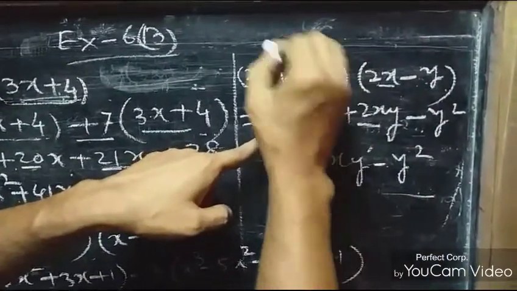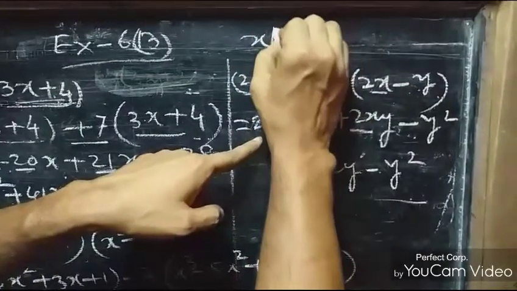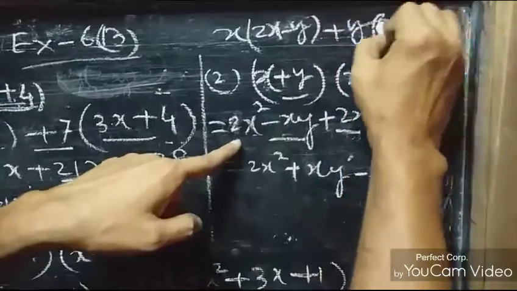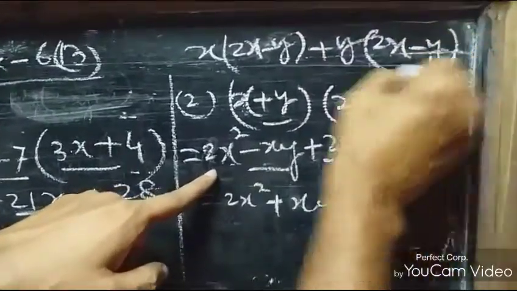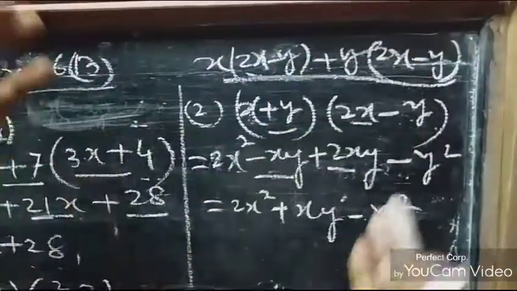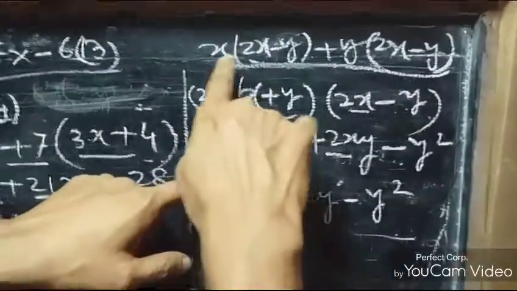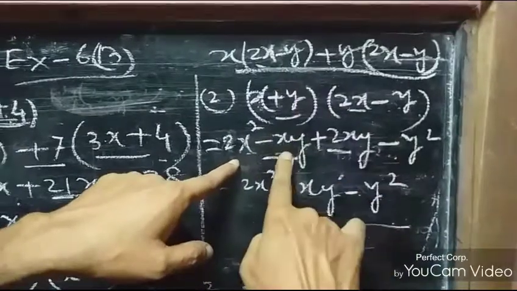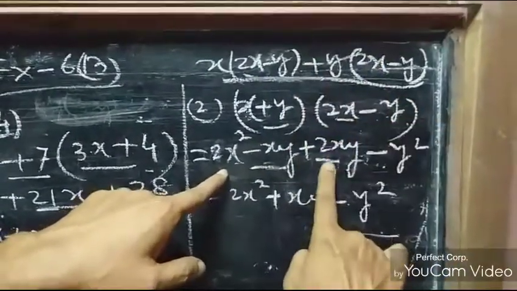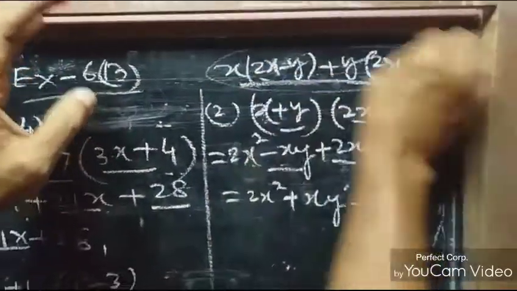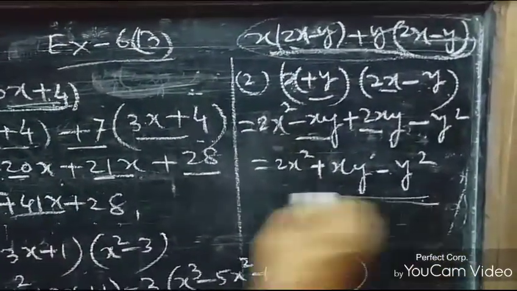See how you can do this. With the same procedure you can maintain this: 2x minus y, plus y into 2x minus y. So this step you can also jump whenever you are more confident while doing the calculation. That is 2x square minus xy plus 2xy minus y square. This part you can also jump over and do the calculation.